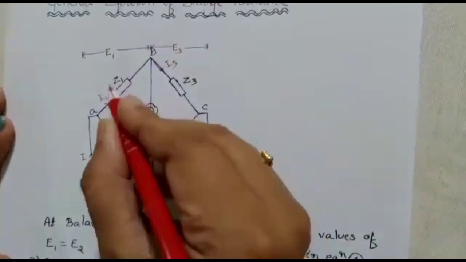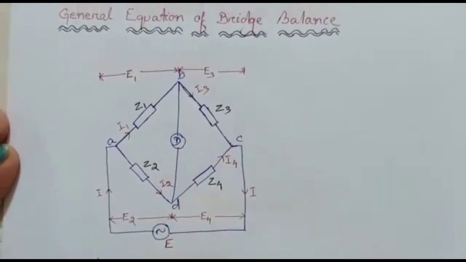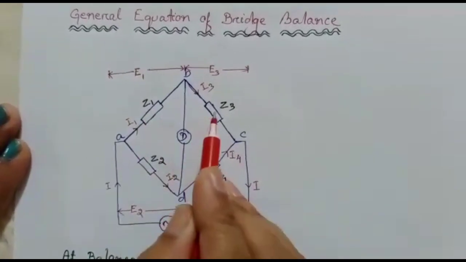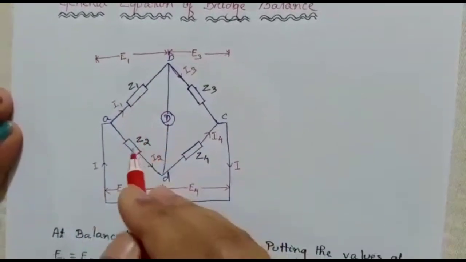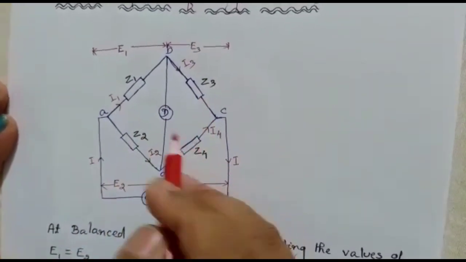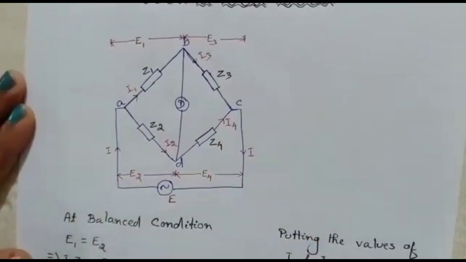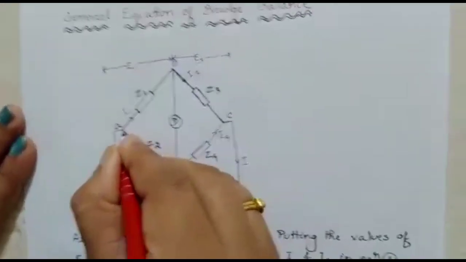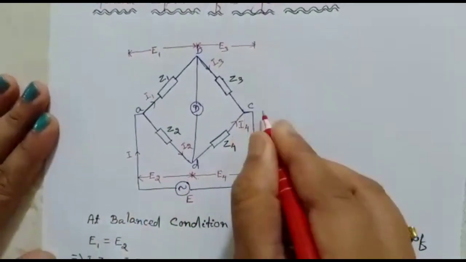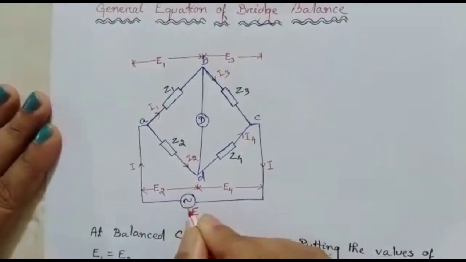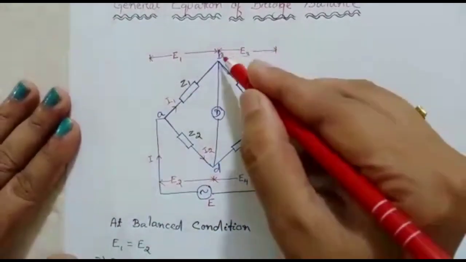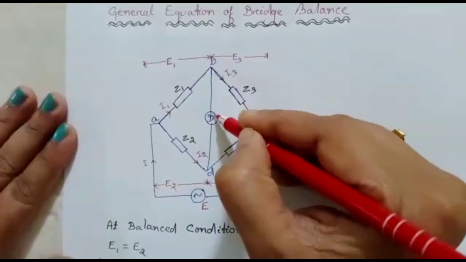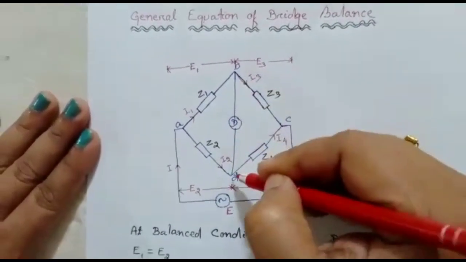Now you can see this is the circuit diagram of the bridge. Here we have four arms, meaning Z1, Z2, Z3 and Z4 are the four arms of the AC bridge, and the source is connected between points A and C. This is the source, and the other two points are B and D. The detector is connected between points B and D.